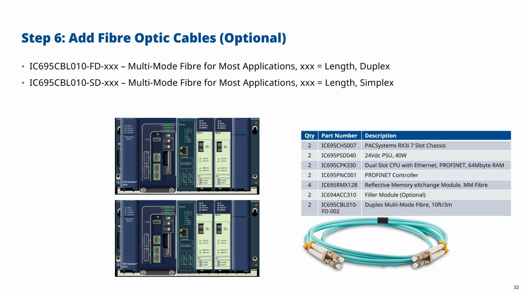But again, the part number bill of materials is still quite straightforward. We've just added on that extra cable numbers. So for duplex, we've got 4 RMX modules. You need 1 duplex cable per pair, so that means 2 cables.